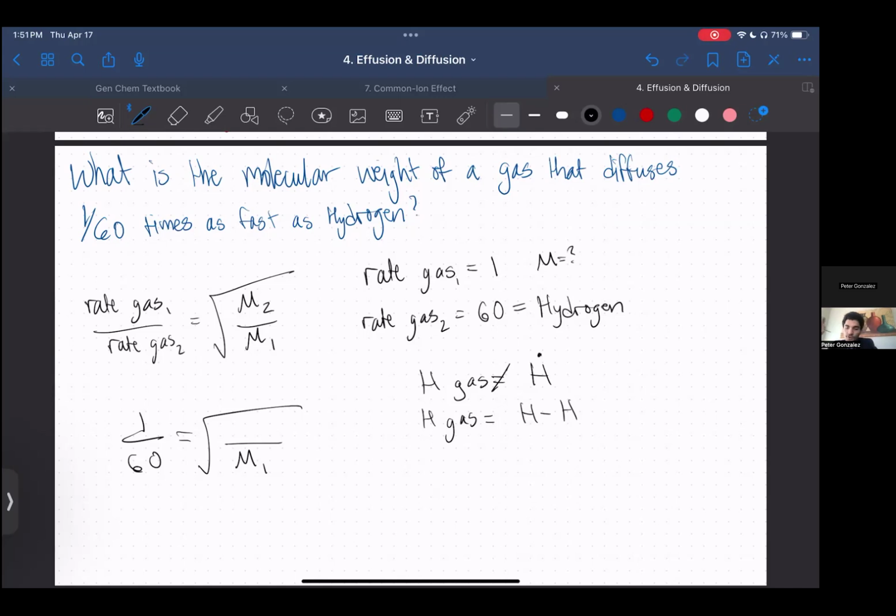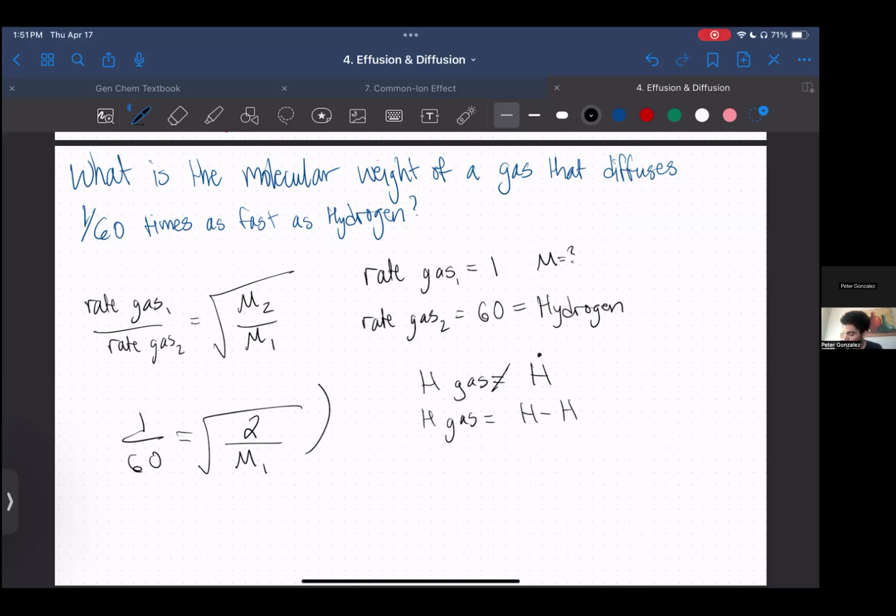The exact same thing is true if you look at fluorine, chlorine, all the halogens. Those all exist as diatomic elements. So the mass of hydrogen isn't going to be one, it's going to be two, because we have two hydrogen atoms bound together. All right, so we have that. Now we just want to isolate what M1 is.